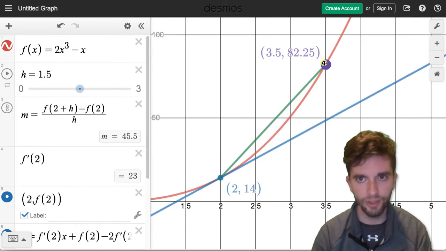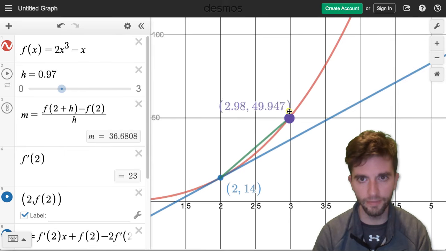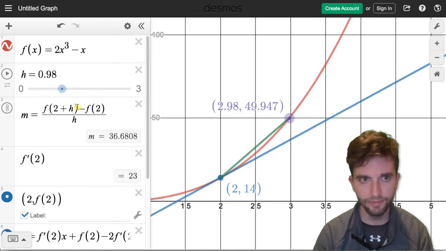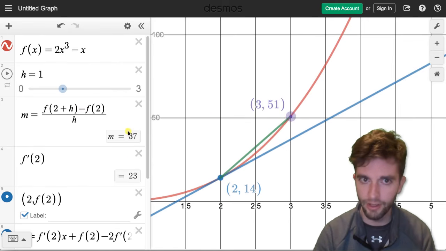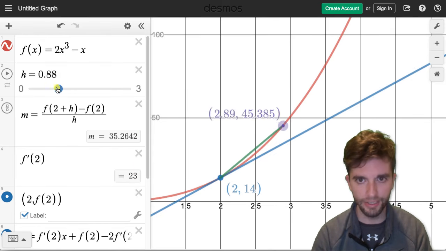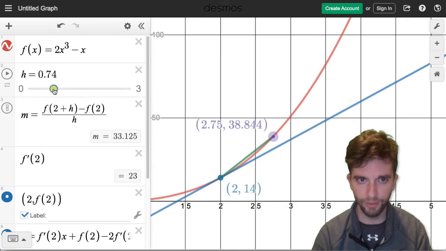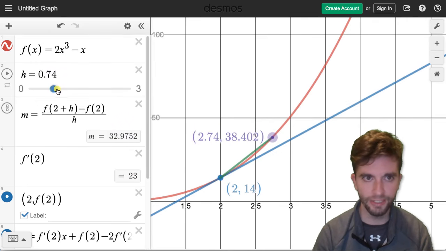But if I move this point closer, so if I make the interval smaller, so if I move it to when the x value is at 3, I can find the slope of that secant line. The slope of that secant line is 37. That's a closer match to the slope of the tangent. And as I move the point even closer, notice the slope of the green line starts to get closer and closer to the slope of the tangent line.